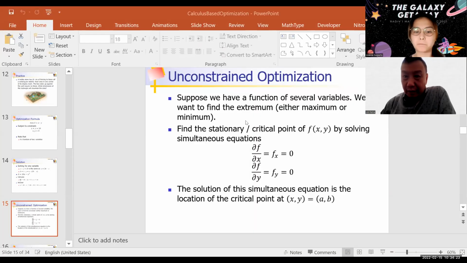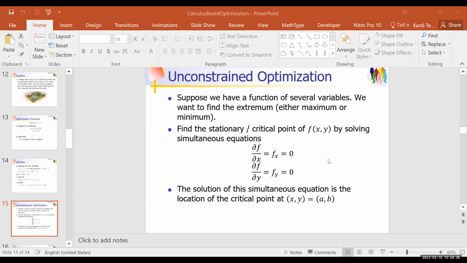So now what happens if you have unconstrained optimization, something like this. Now suppose you have several variables, and instead of substitution, you want to do it at once. If you have a function of several variables like a while ago, what you did is actually to substitute. But actually, you can also do it without substitution if you want to find the maximum or minimum.